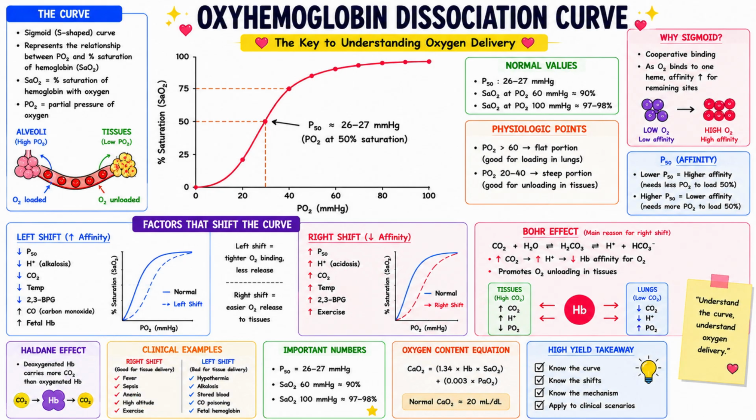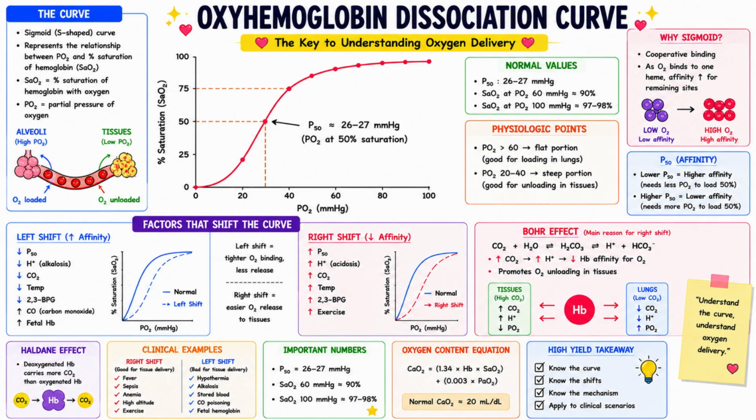Promotes oxygen loading but impairs delivery. Know the Bohr effect. CO2 and H+ promote oxygen unloading in tissues via right shift. Know the oxygen content equation. Hemoglobin is the dominant variable. Saturation matters. Hemoglobin level matters more.